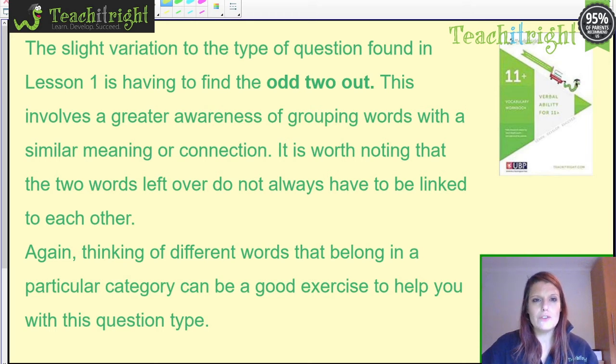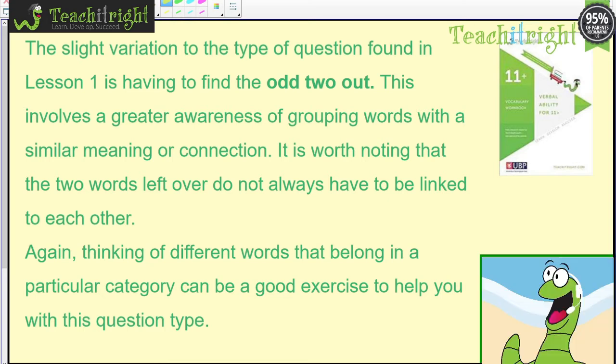Okay, we're going to move on now to the next section, which is odd two out. This is a similar but a slight variation to the theme. It involves a greater awareness of grouping words with a similar meaning or connection. And one important point to note here is that the two words left over don't always have to be linked to each other. So they are not related to the other three words.